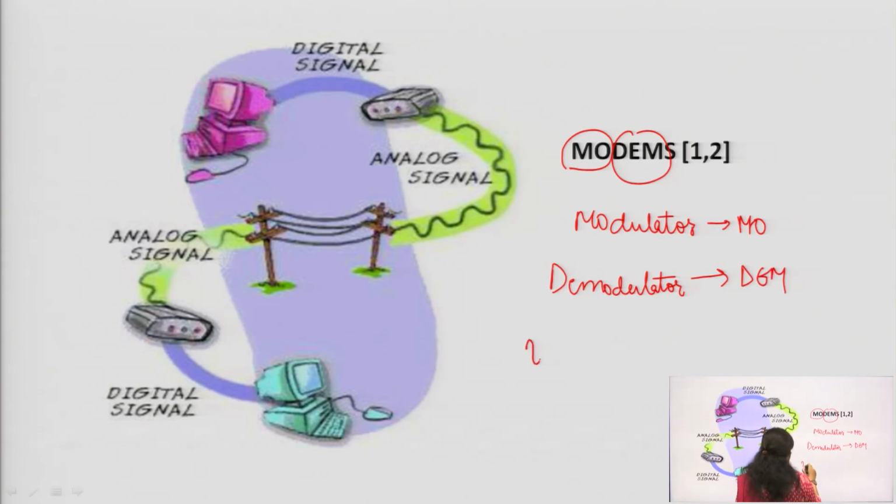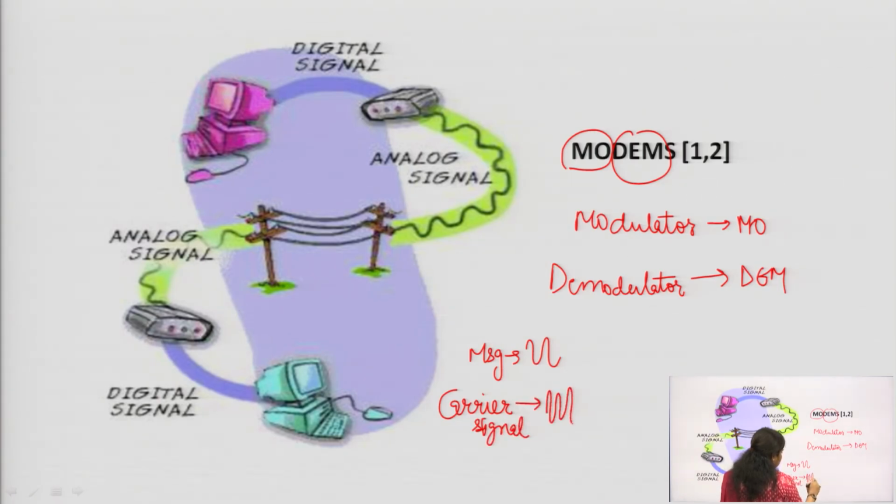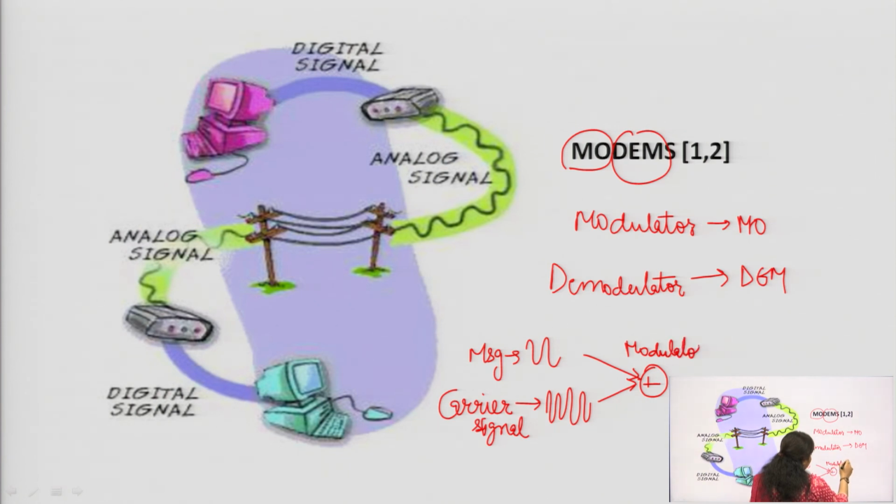Like this is a message signal of low frequency, then we require a carrier signal. Now, what is this carrier signal? This is of higher frequency as compared to the message signal. You can consider it like this: this is the carrier signal, this is the message signal, and you apply these to a modulator. What is the output of this modulator? The characteristics of this carrier signal will be changed proportional to the amplitude of this message signal.